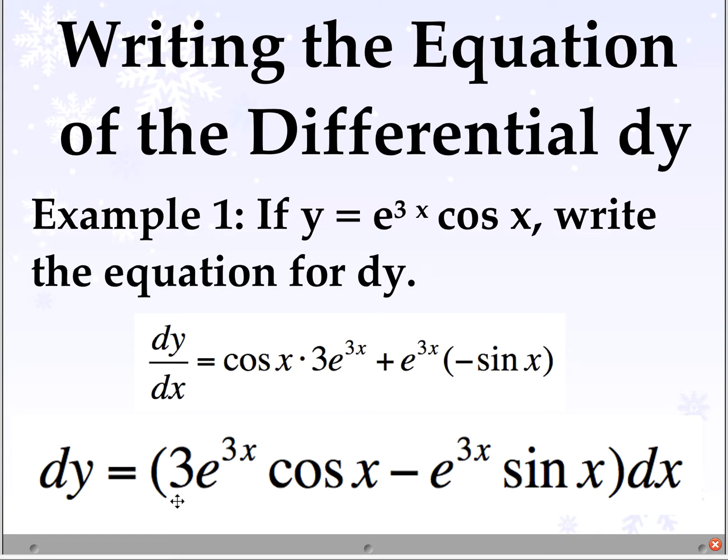I just rearranged it to be 3e to the 3x times cosine of x, and then this negative sign makes it minus e to the 3x sine of x. That whole derivative should be in parentheses, and then when you multiply both sides by dx, the dx goes at the very end. And so this is called the differential dy. We're just going to practice doing this for this section because coming up, we're going to be getting into antiderivatives and integrals, and you need the dx to be on the right side.